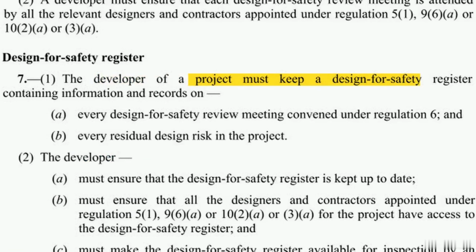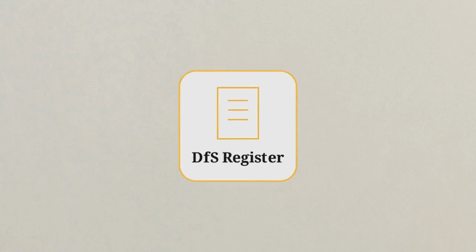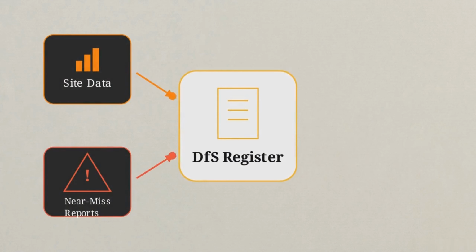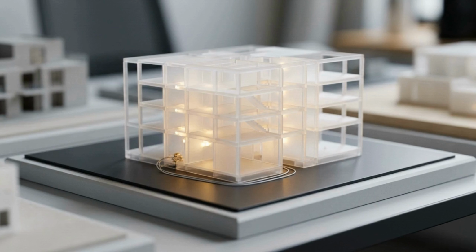Section 7 requires this central database to be maintained and updated throughout the project. For instance, the register may document the requirement for barricaded HVAC service ledges, ensuring long-term maintenance can be performed without fall hazards. The DfS register is an active document that absorbs site data and near-miss reports to inform current and future safety decisions. This register transforms static assumptions into dynamic safety intelligence that evolves with the project.